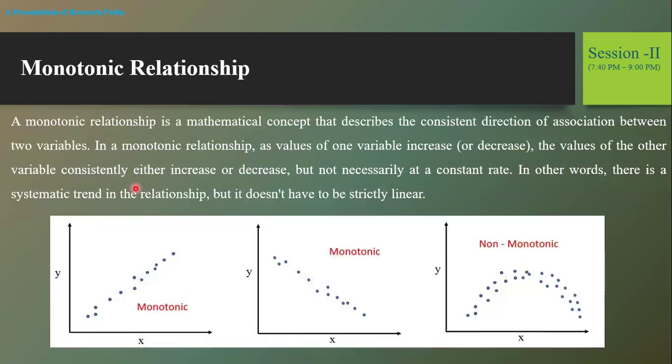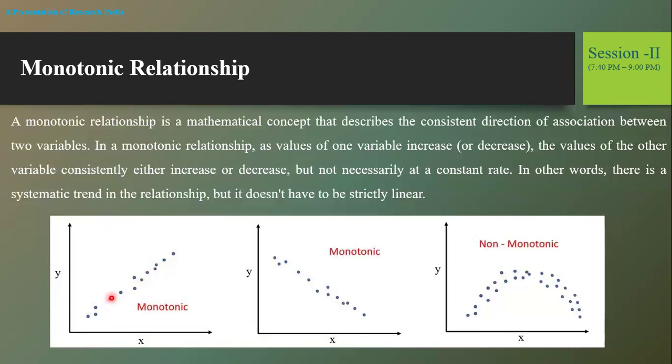In other words, there is a systematic trend in the relationship, but it is not strictly linear. So when the condition of linearity is violated, we may consider it a monotonic relationship. Like you can see here, there are some dots which, at the start level, are separate from each other, but as you increase the slope, they come closer.